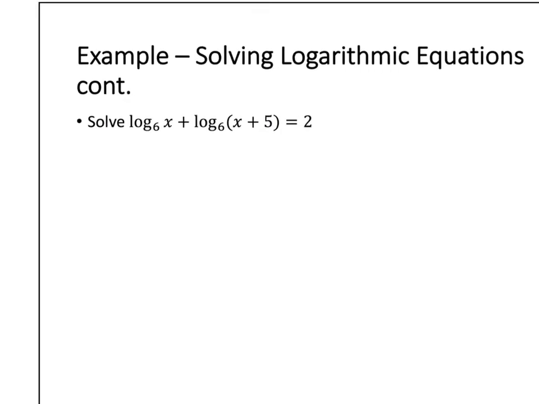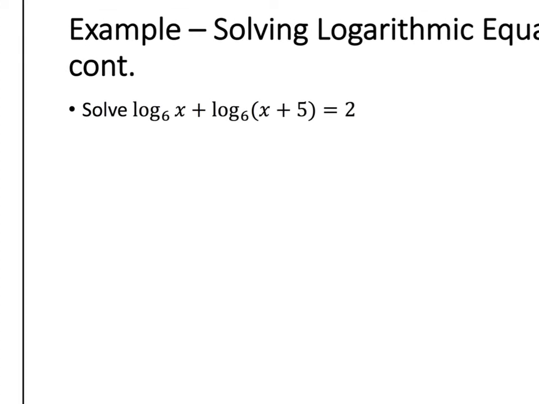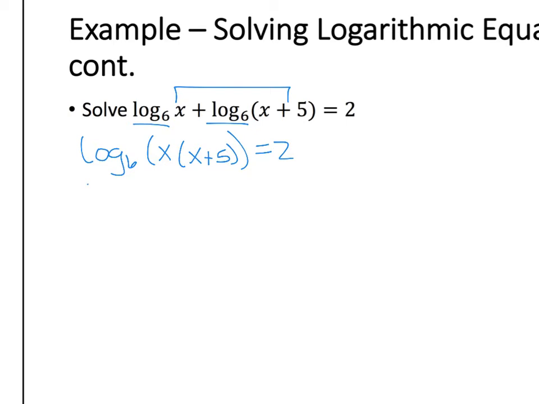All right, with the next example, we have another addition on that left-hand side. So I'm going to rewrite this first using that multiplication. So I have log base 6 of x times x plus 5 equals 2. So again, these are being added together, so I'm going to multiply these together. And that works because we have the same base there. So I now have log base 6 of x squared plus 5x. All right, so all I did here was distribute this x equals 2.